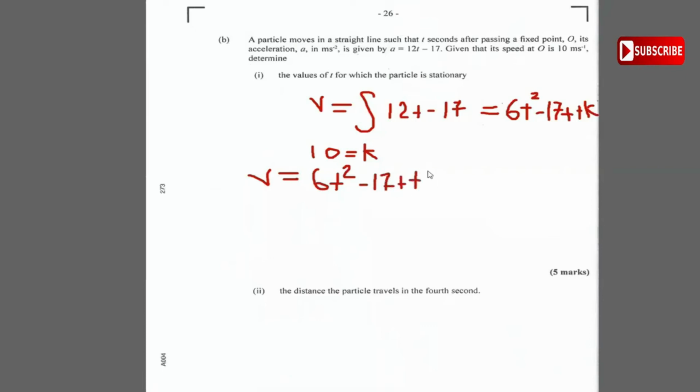And it says find the values of t that the particle is stationary. The particle is stationary when this is equal to 0. So that's what we're solving now. To factorize this, equals 0. For 6t squared, the signs are the same, both of them negative. That looks like 5 and 2. So to get 17, let's see.